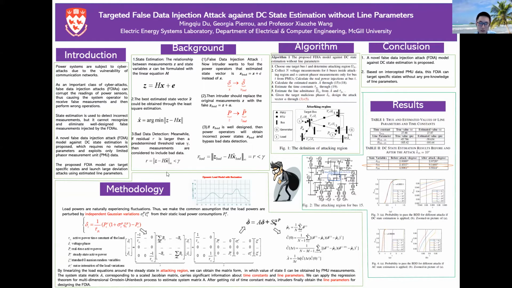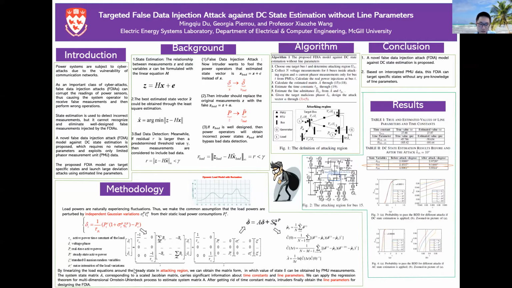Now here's the methodology below. As it's known to you, the node powers naturally experience fluctuations. So we make the common assumption that load powers are perturbed by independent Gaussian variation from their static load, as is shown in this picture. By linearizing the load equation around its steady states in the attacking region, we can obtain a matrix form, in which the value of state sigma can be obtained by PMU measurements.